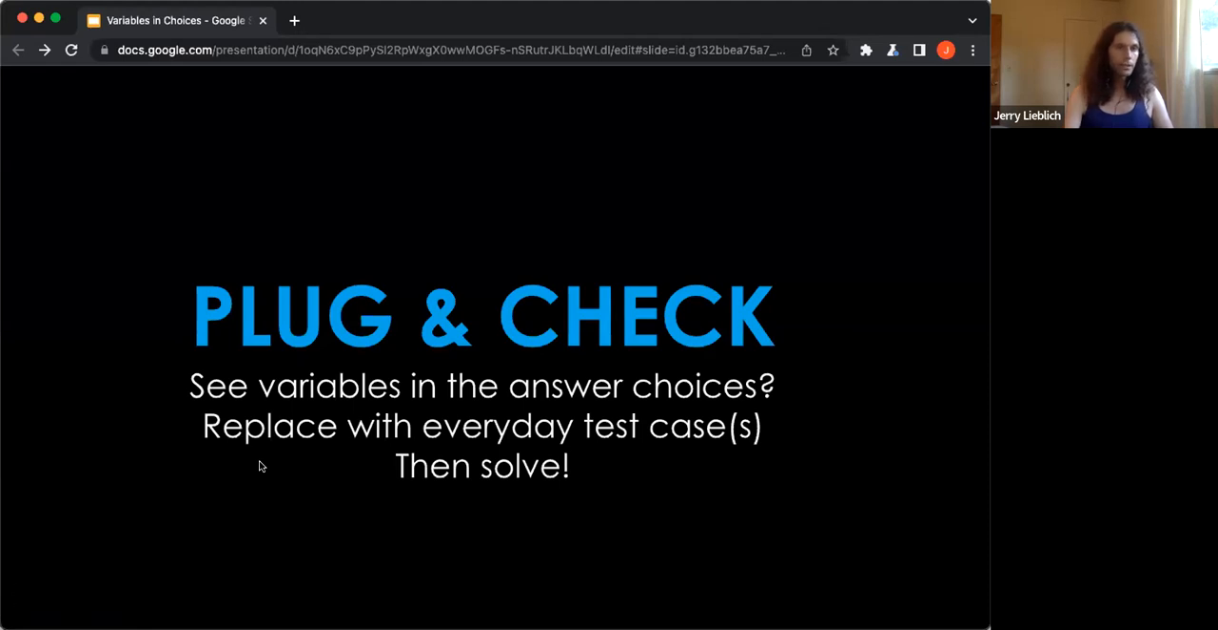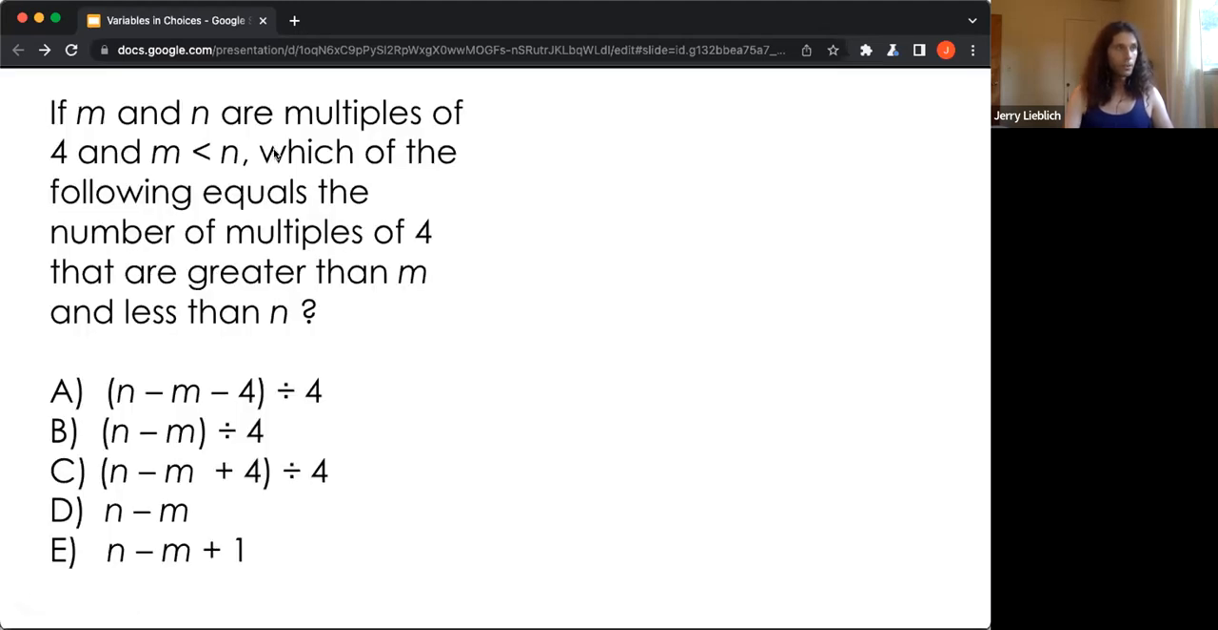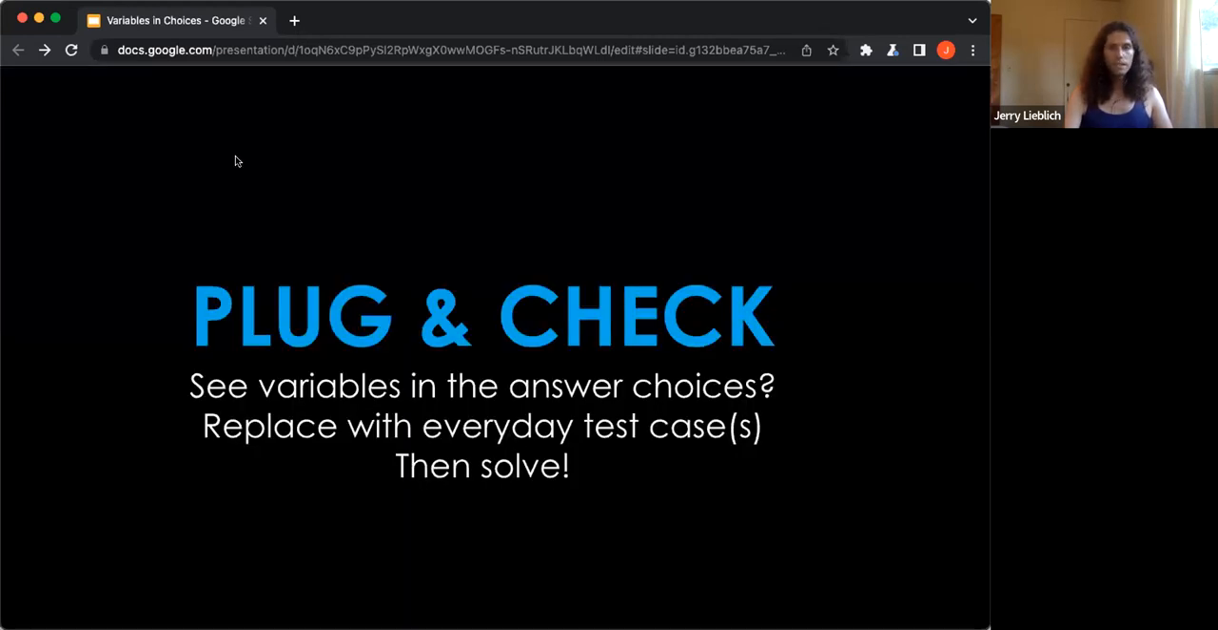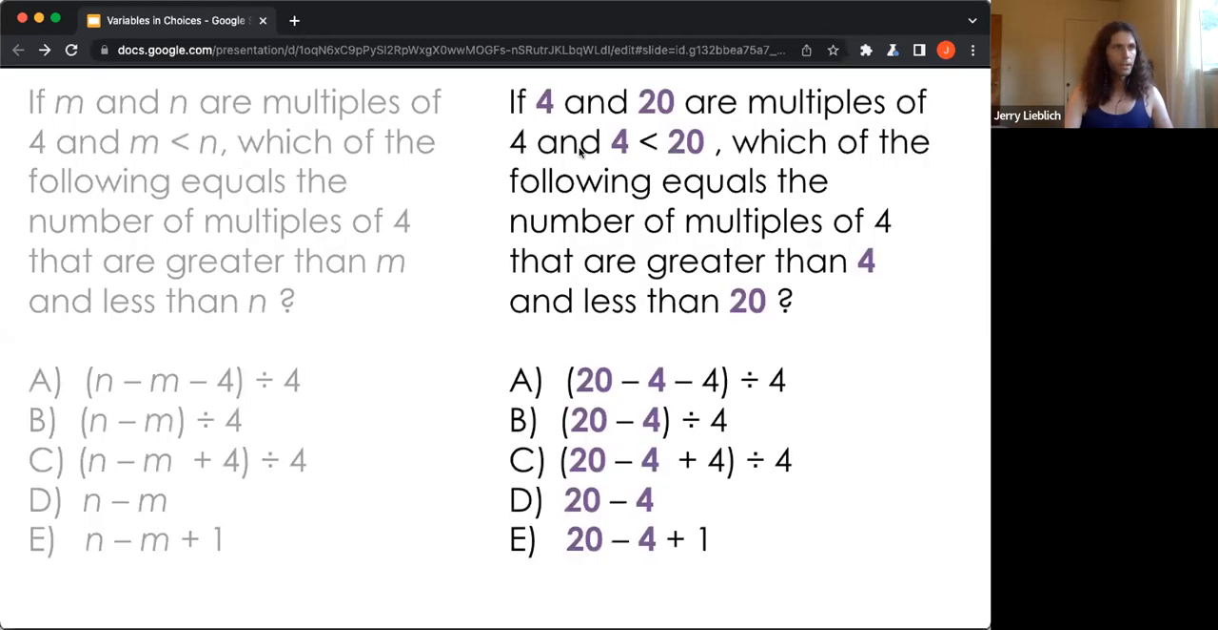So I'm going to rewrite the question picking two numbers. So they tell me they're multiples of 4 and m is less than n. Great, let's pick some nice easy numbers there, like 4 and 20. And so we can just kind of think of it like we're replacing m and n with 4 and 20. So now 4 and 20 are multiples of 4. 4 is less than 20. Duh. Which of the following equals the number of multiples of 4 greater than 4 and less than 20?